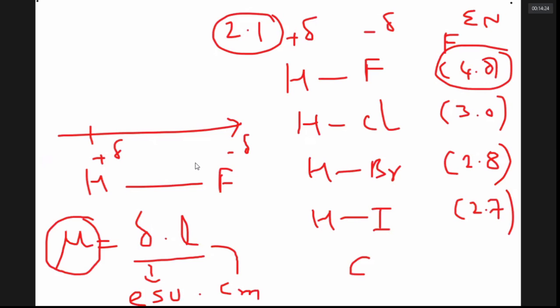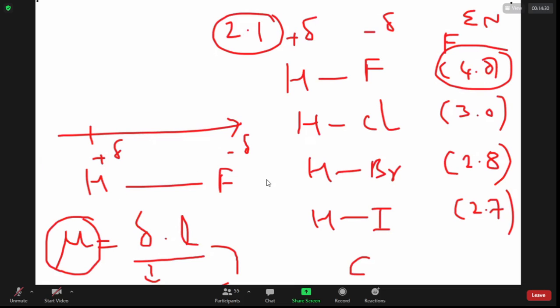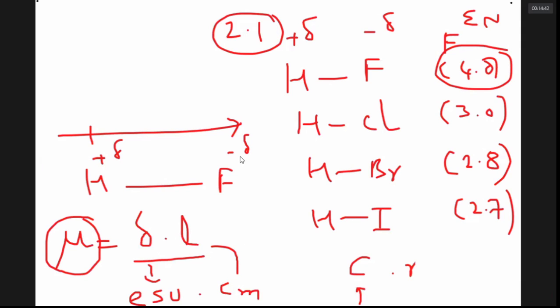10 to the power 12 picometers is equal to 1 meter. 10 to the power 10 angstroms is equal to 1 meter. 10 to the power 9 nanometers is equal to 1 meter. But meter is the international unit. So coulomb into meter: coulomb meter is the unit of dipole moment.